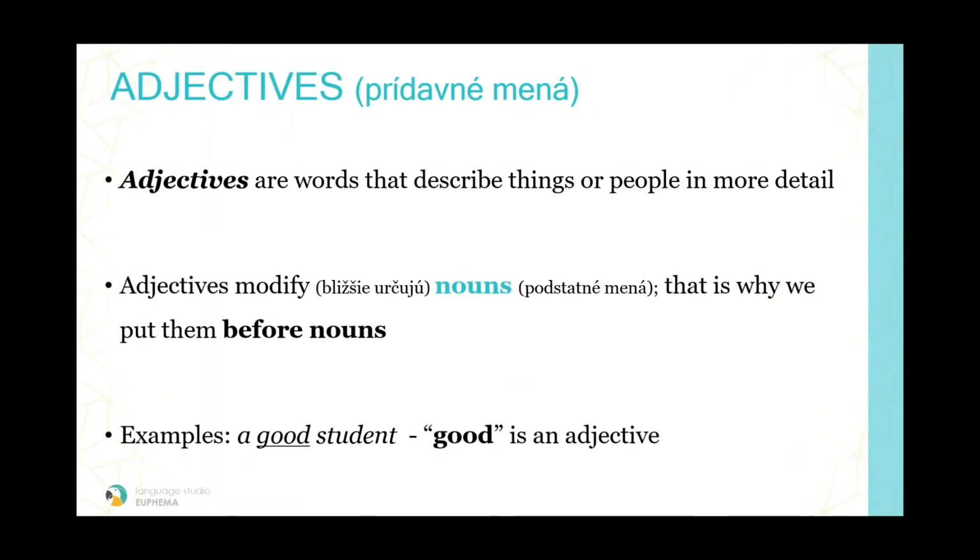First off, adjectives. What are adjectives? Adjectives are words that describe things or people in more detail. Adjectives modify nouns. This is important. Adjectives modify nouns. And that's why we have to put them before nouns. For example, a good student. Good is an adjective. Student is a noun. So as you can see, this adjective good is before student and it modifies it.